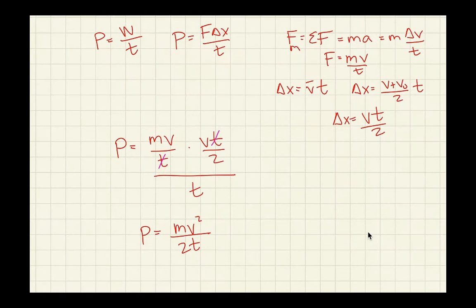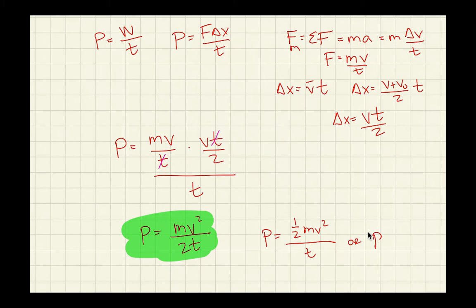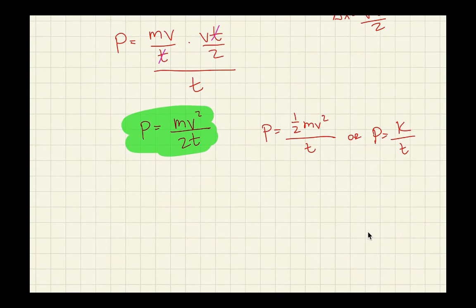If you're paying close attention to this, you may notice that this is also the same thing as writing power equals 1/2 mv squared over t, or power equals the final kinetic energy over t. And that should make sense because power is work over time and work is the change in kinetic energy, right? So you could also solve it that way. Lots of different solutions for this problem, but ultimately you get that power as mv squared over 2t.